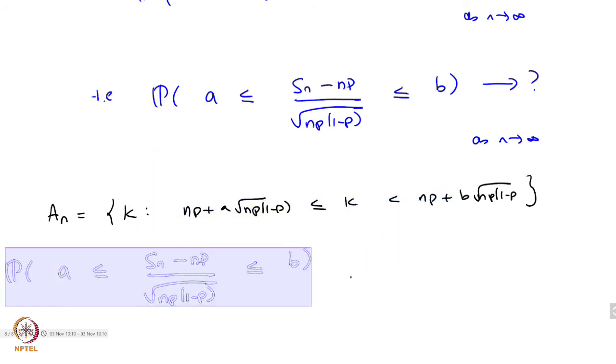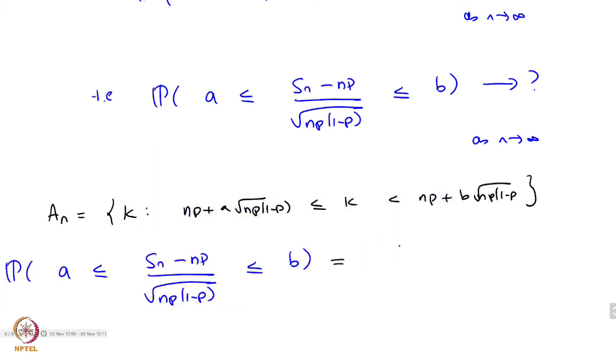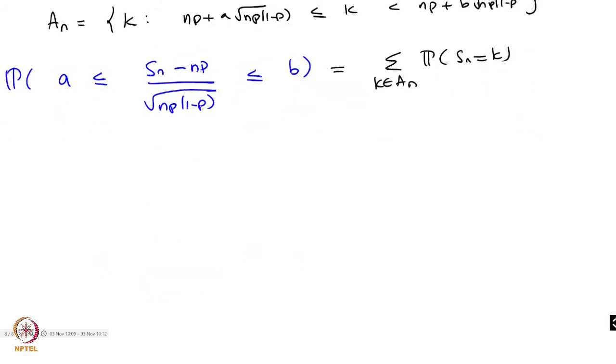This guy here is again just the same as the sum over k in A_n of the probability of Sn equal to k, by definition. That's what it's going to be. Now what's that going to be? That's the sum over k in A_n of n choose k, p to the power k, 1 minus p to the power n minus k. That's exactly what it's going to be. That's the formula.